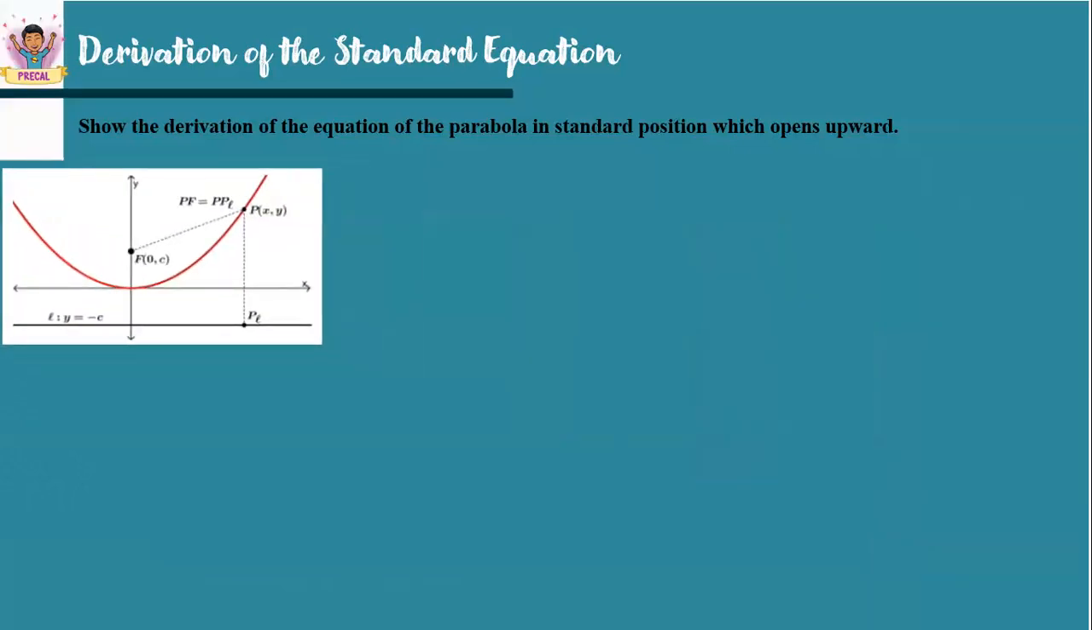Remember that the standard equation of the parabola which opens upward is x squared is equal to 4cy. This should be our final output because that is what we are proving. When we have a parabola in standard position, it means our vertex is at the origin (0, 0) and it opens upward. Using the three points that we have, our point F has coordinates (0, c), since the focus of the parabola is located above the vertex.